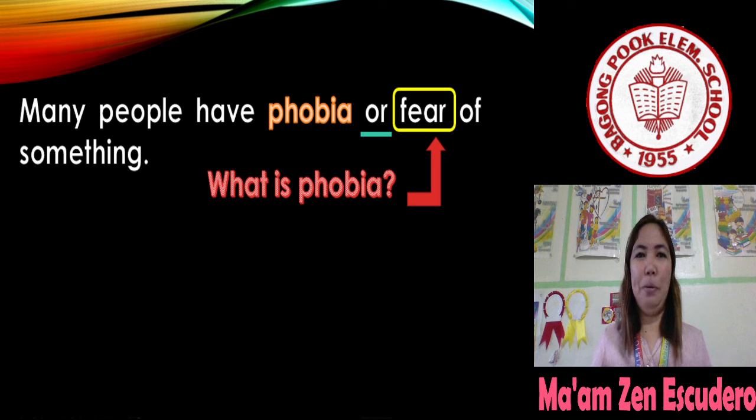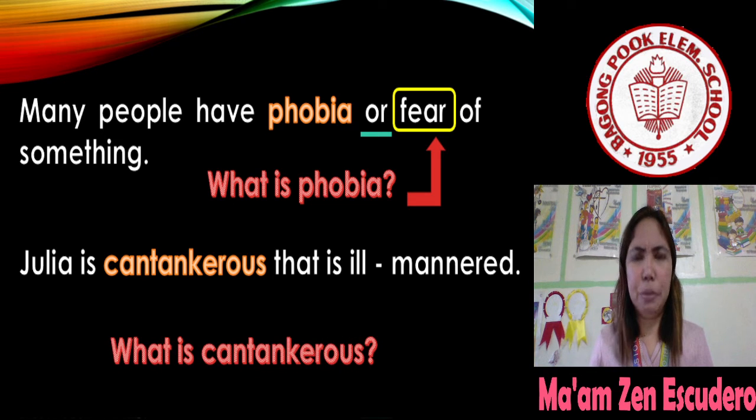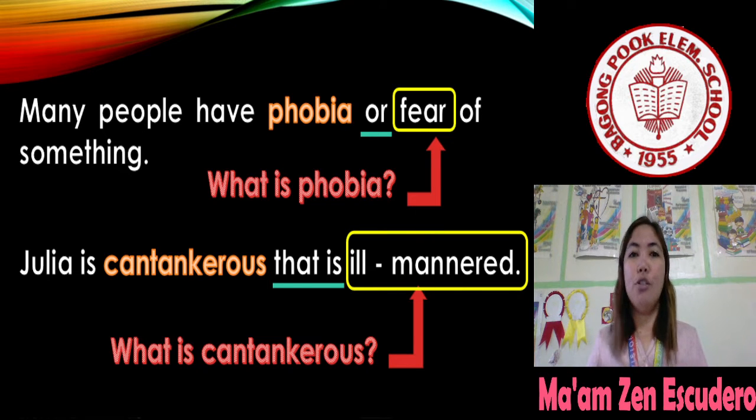Let's have another example. Let's read a sentence. Julia is cantankerous, that is, ill-mannered. What is cantankerous? There's a signal word, and the signal word is that is. And the word that comes after the signal word, good job, is ill-mannered. So it means that cantankerous is ill-mannered, or someone who doesn't do good, or someone who does bad. Good job! So we now understand the context clue, which is definition.